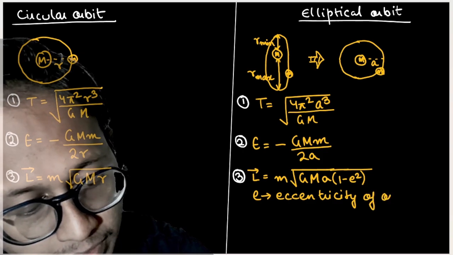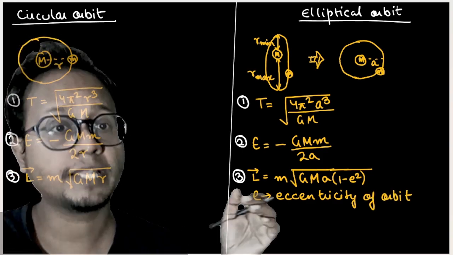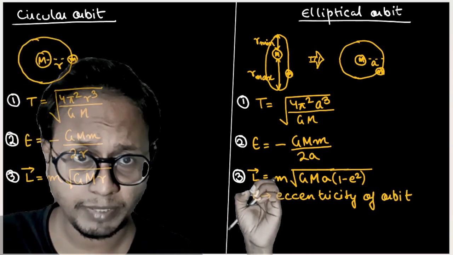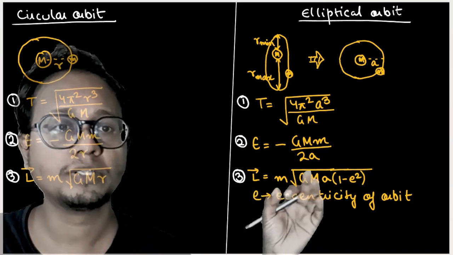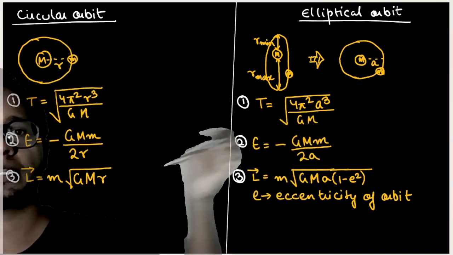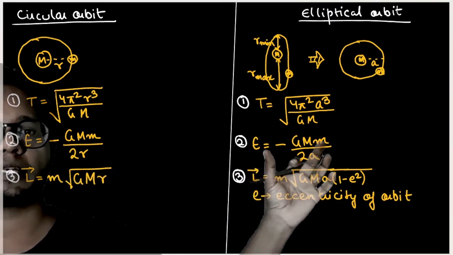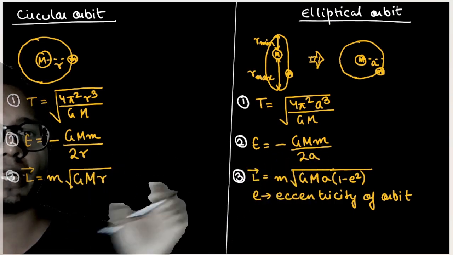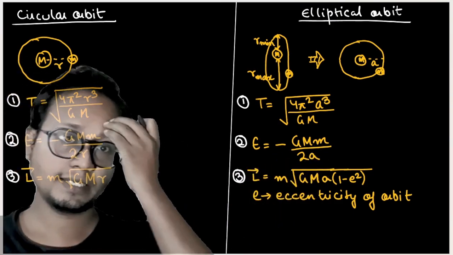Eccentricity of the orbit. Now, those of you asking, sir, why or how, I'll show you the derivation a little bit later. First, let me give you the formula so that you can easily relate. The total time period is nothing but this one. Total energy is this one. Total angular momentum is this one.